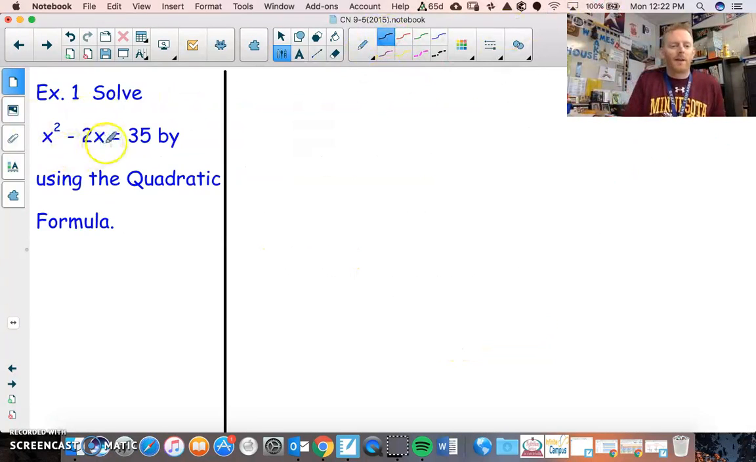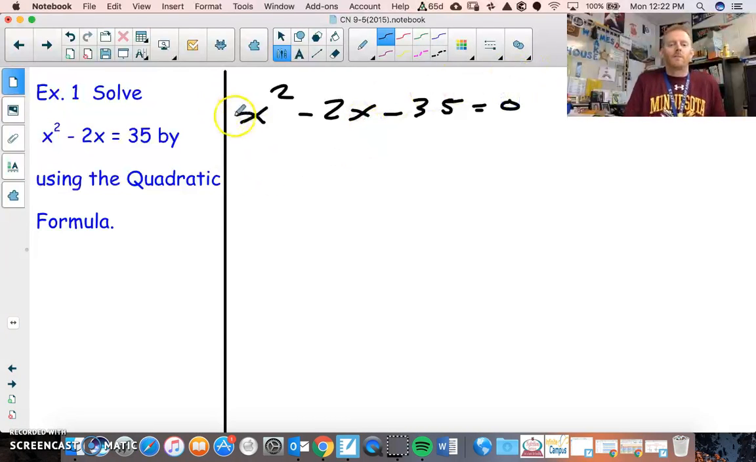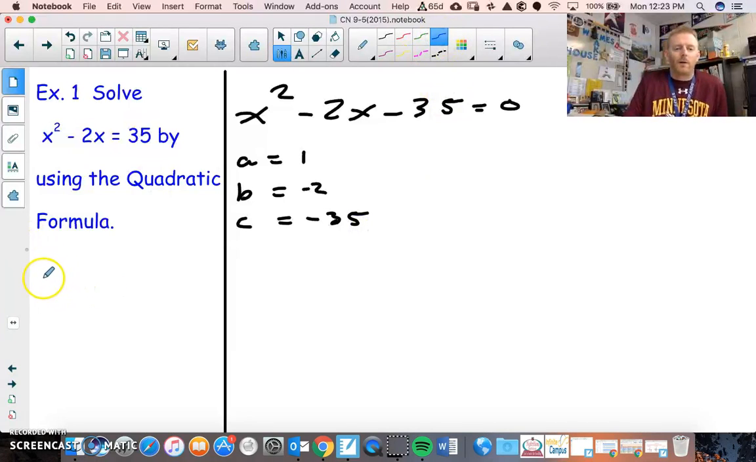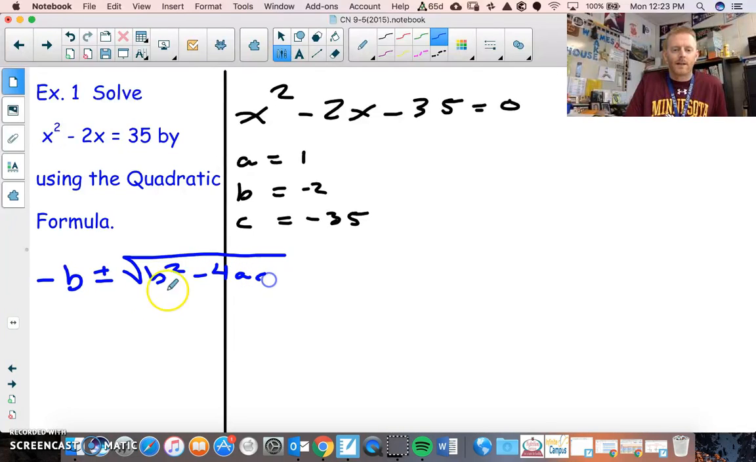Just like we have been doing in the past, we're going to make sure that things are equal to 0. So this is going to say x squared minus 2x. We're going to subtract 35 from both sides to get minus 35, and then equals 0. So here's my a is equal to 1, b is equal to negative 2, and c is equal to negative 35. And maybe you might want to practice writing it down. It's the opposite of b, plus or minus the square root of b squared minus 4ac, and then that whole thing is over 2a.